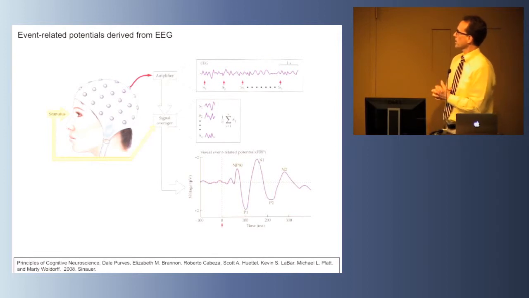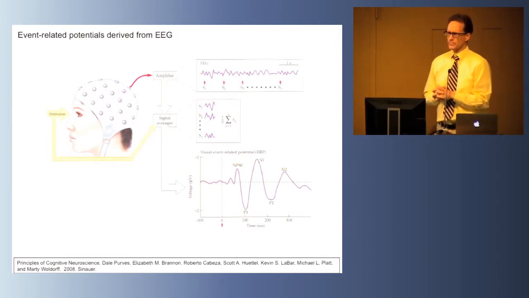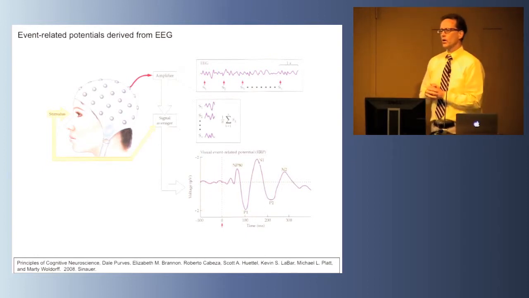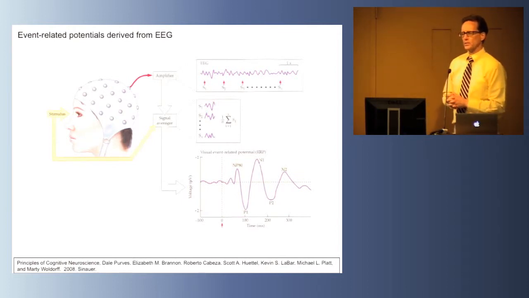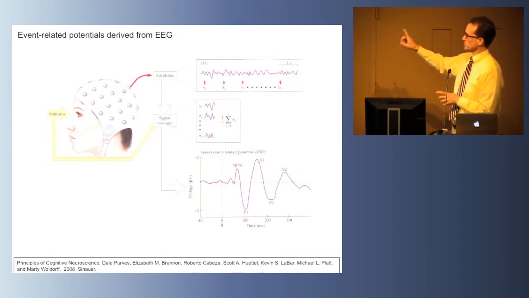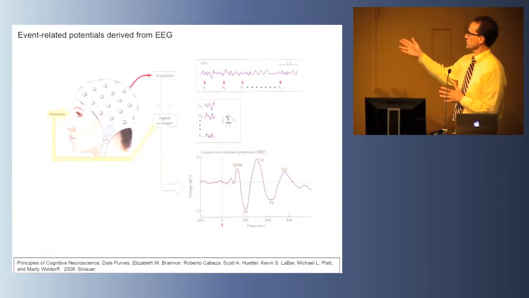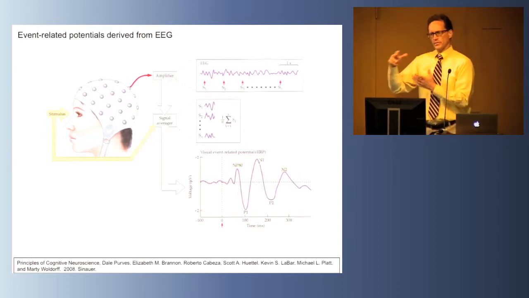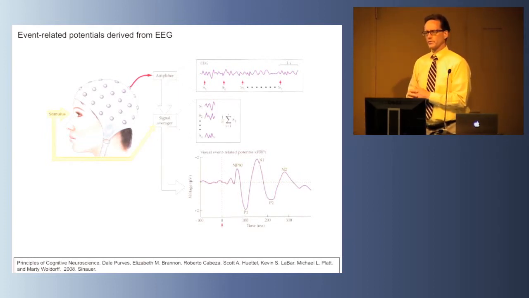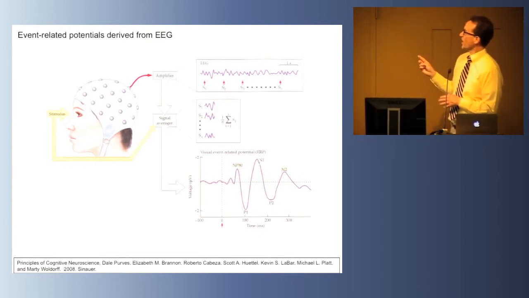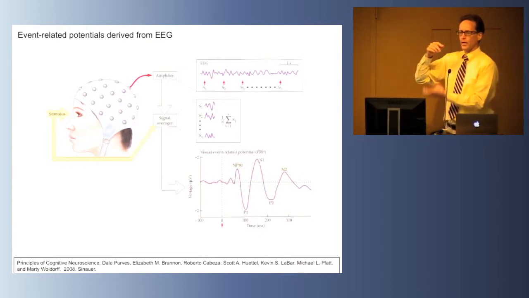What's shown in the lower right is a visual event-related potential. At time 0 is when the stimulus was presented. Before time 0, there's no net significant fluctuation. That's just noise. After the visual stimulus is presented, there's a sequence of negative-going (toward the top) and positive-going (toward the bottom) fluctuations. These have labels: the NP80, the P1, N1, P2, N2, the first, second, third negative-going, first, second, third positive-going. Now, you'll notice in this plot that negative is up and positive is down.